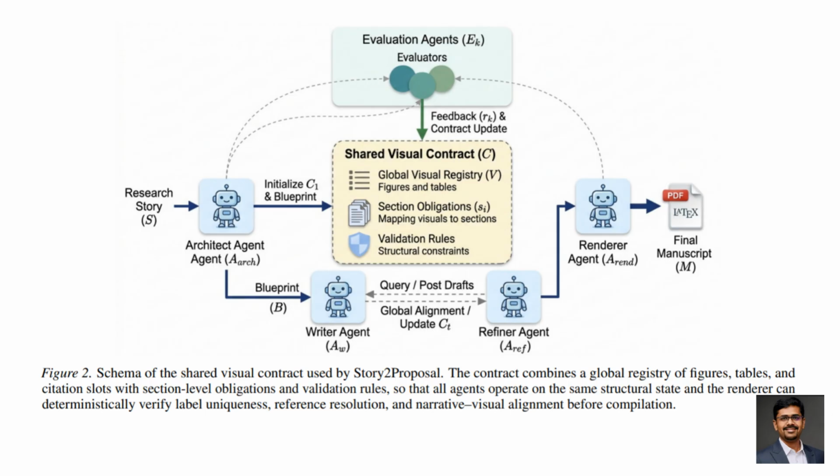Next, the refiner steps in. It aligns everything globally, fixes inconsistencies, and compresses redundancy. Finally, the renderer ensures every figure appears exactly once, labels are correct, and the paper compiles cleanly. So instead of hoping things work, this system guarantees structure.